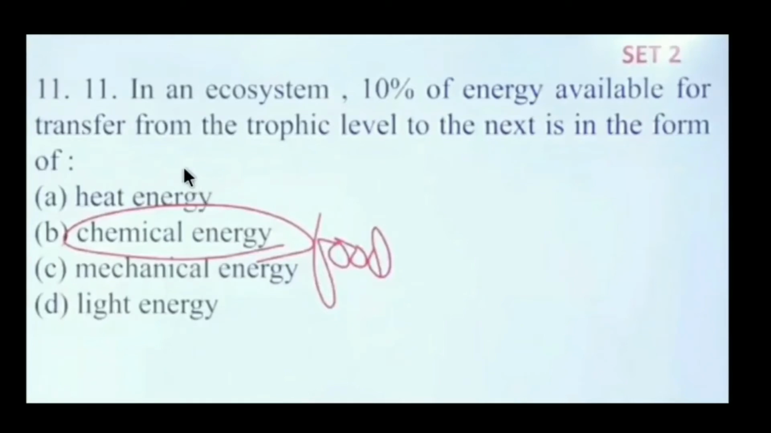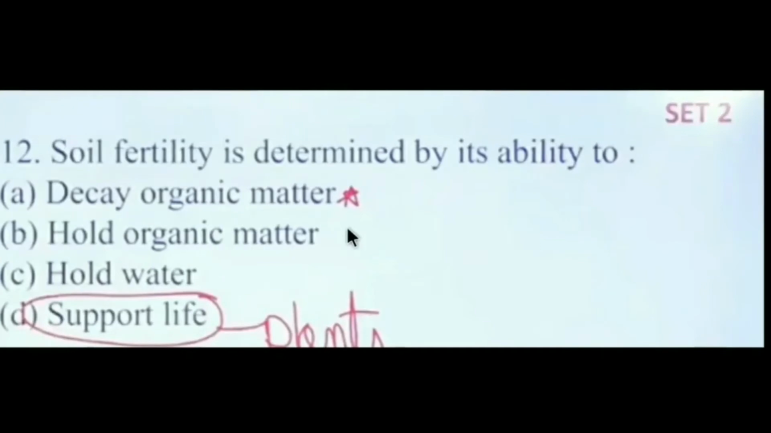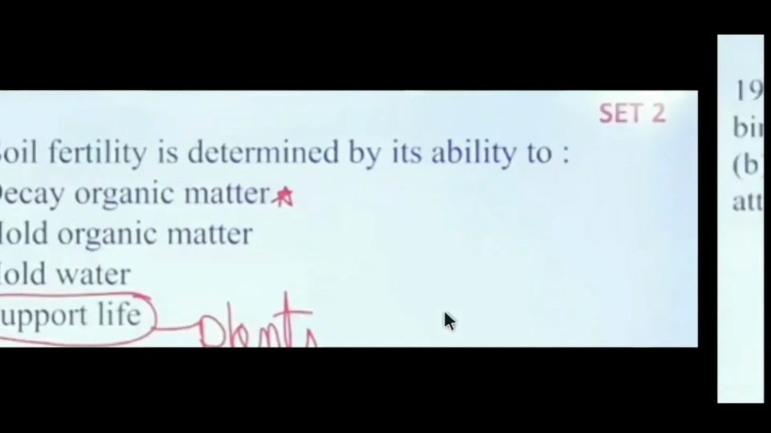Then there was also this question. In an ecosystem, 10% of energy available for transfer from one trophic level to the next is in the form of? The answer is chemical energy, which we require in food. Then another question: soil fertility is determined by its ability to? Answer is support life.